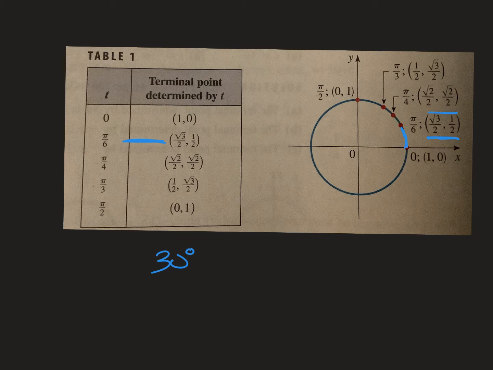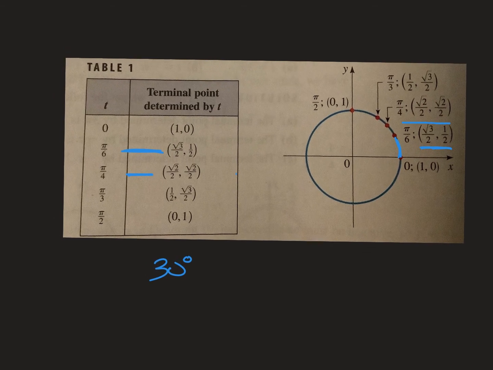Just like the pi over 4 is square root of 2 over 2, that goes back to the 45, 45, 90 triangle. Like if I draw that triangle in here, you got square root of 2 over 2 here, you got square root 2 over 2 here, and you got 1 there. The radius is 1, right? So that's why that works.